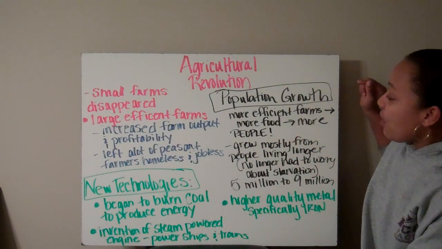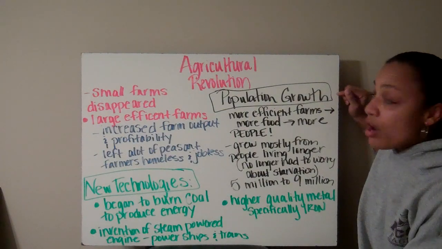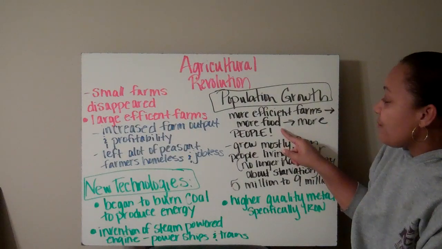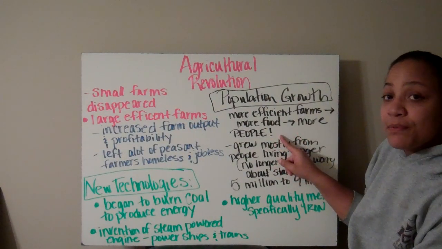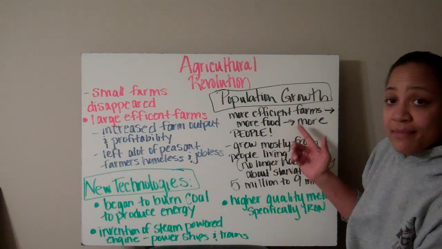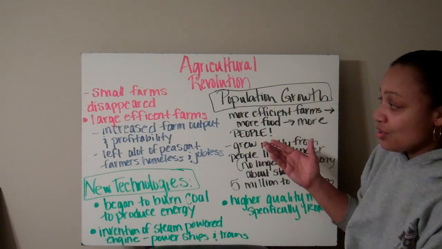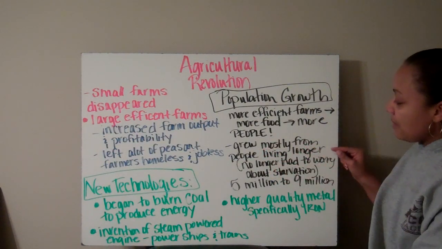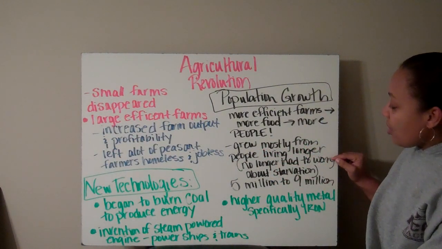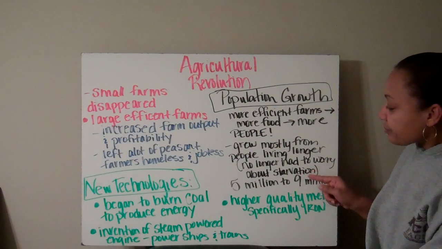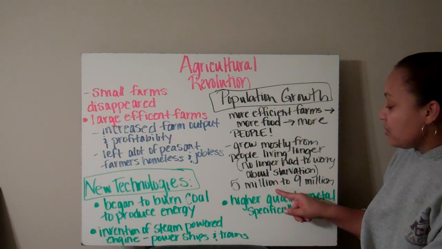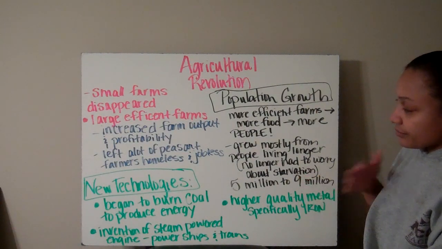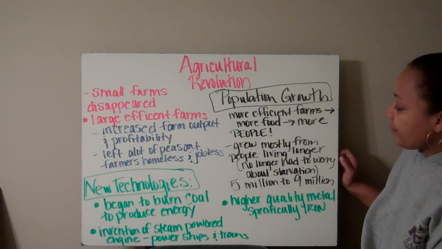So in the cities, or in England in general, you are going to have a population growth. Because with the more efficient farms, you're going to have more food being produced, which is going to lead to more people. People no longer have to worry about starving or where they're going to get their next meal because of these large efficient farms. So the population growth is going to come mostly from people living longer, no longer having to worry about starvation. So you're going to go from 5 million people to 9 million people by the 1850s because of the agricultural revolution.